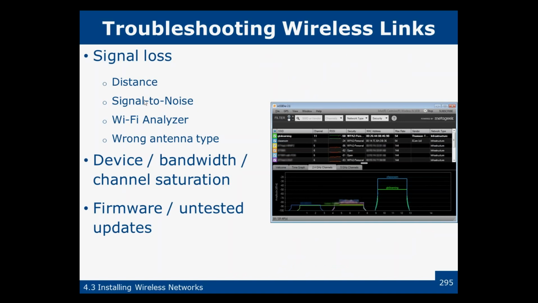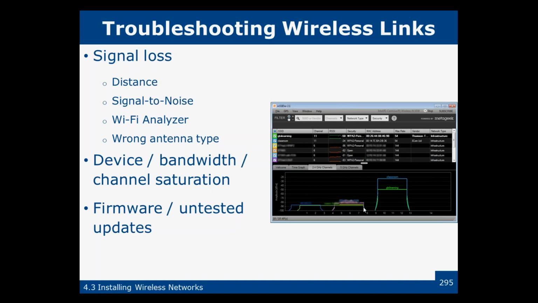signal loss, distance, signal or noise, how much noise is in the area, microwave ovens. That's frequently one of the problems that they give you: we have a wireless access point in the break room and people can't get anywhere during lunch. What's the problem? Well, they're all using the microwave, and it's interfering with things there.